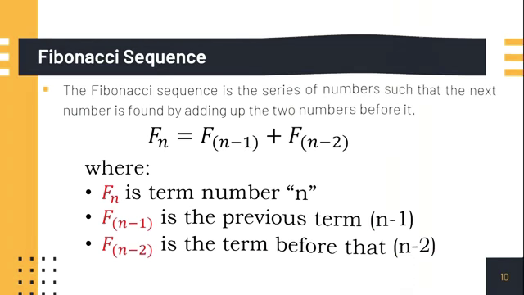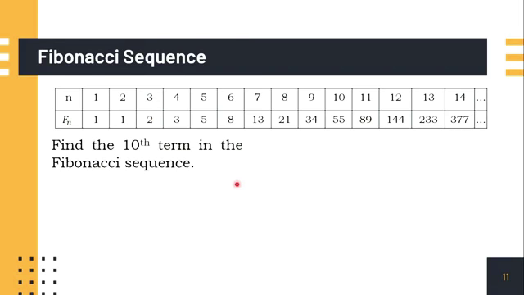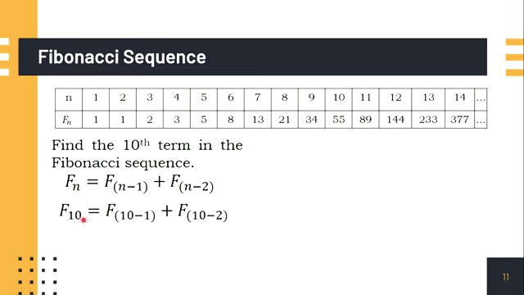Now, okay, for example, this is the first 14 terms in the Fibonacci sequence. Okay, so let's try. Find the 10th term in the Fibonacci sequence. So using the formula, F sub n is equal to F sub n minus 1 plus F sub n minus 2. Palitan lang natin ang n natin ng 10. So that will become 10 minus 1, that is F sub 9. Dito naman 10 minus 2, that is F sub 8. So kunin natin yung F sub 9.